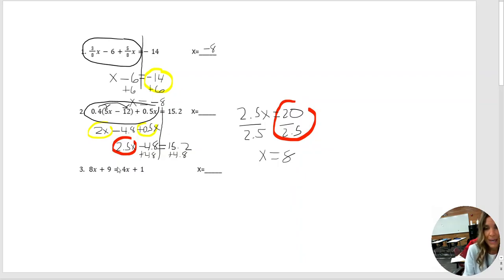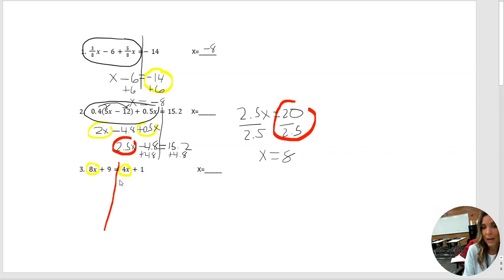Okay, next one is an equation with the variable on both sides. So first thing we want to do is look at the left side, see if there's anything to distribute, any like terms to combine, which there's not. So then we're going to look at the right side. We're going to do the same thing. We're going to see if there's any distributing to do or any like terms to combine, which there's not. And so then we want to bring our variables to the left side and our constants to the right side.